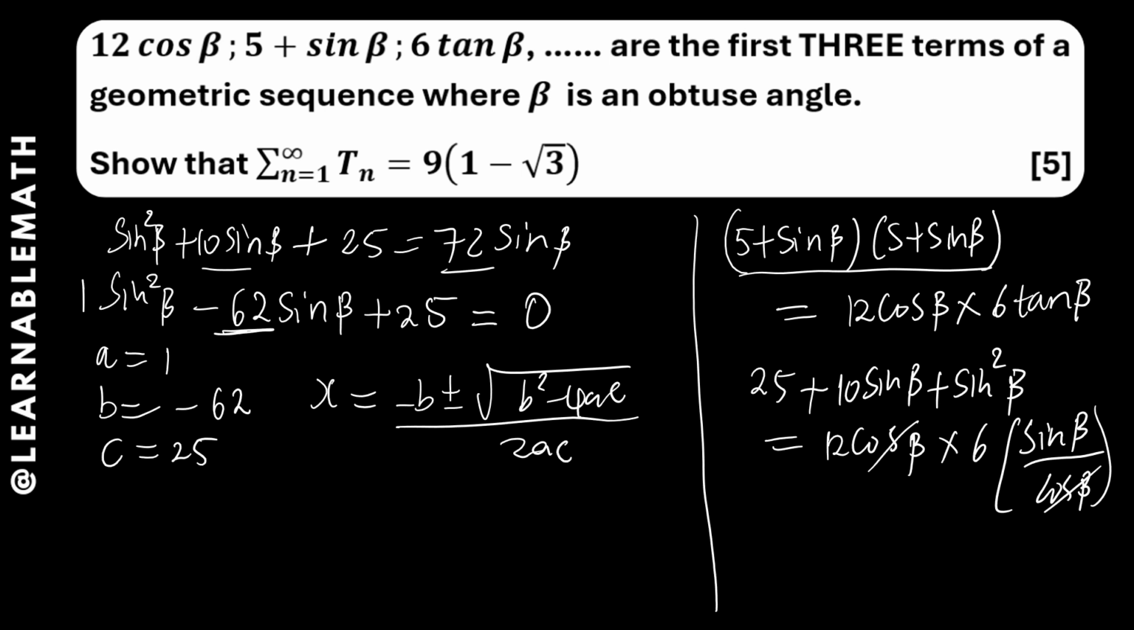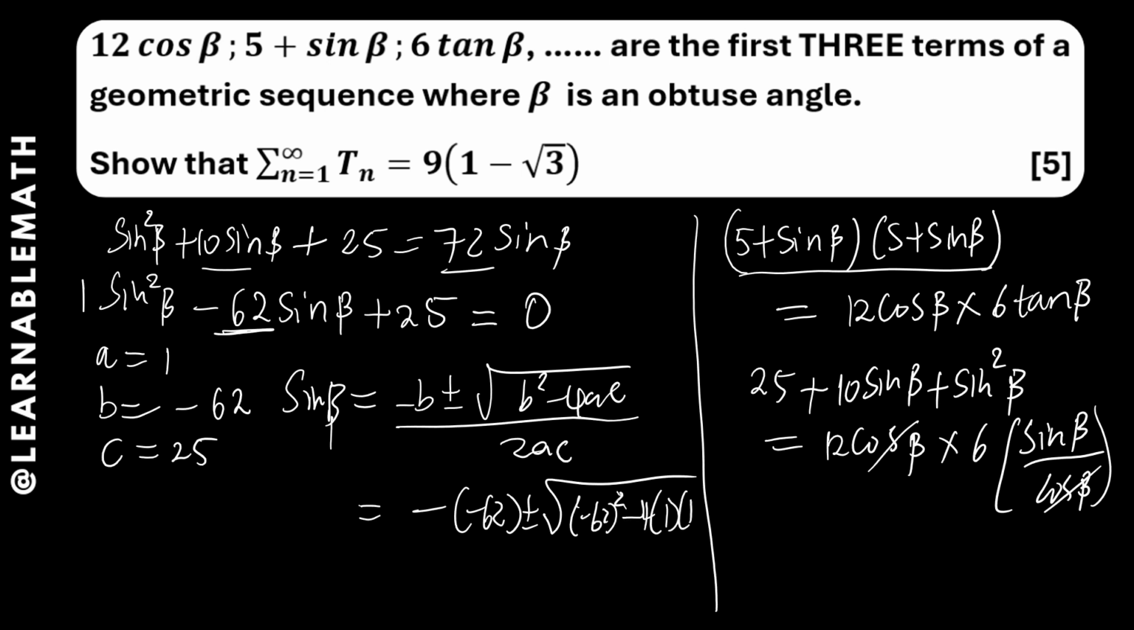Because you don't have x here. Instead, we are solving for sine beta, so we say sine beta is equal to this. Then you just substitute into minus (minus 62) plus or minus the root of (minus 62) squared minus 4ac, where c is 25, divided by 2a. Okay, then you just punch your calculator.